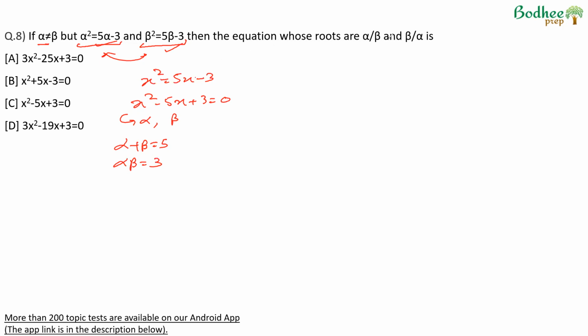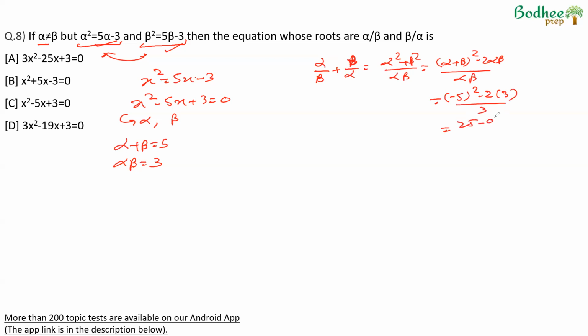We have to find an equation whose roots are alpha by beta and beta by alpha. Now, the sum of roots will be alpha by beta plus beta by alpha, which will be alpha square plus beta square upon alpha beta, which will be nothing but alpha plus beta whole square minus 2 alpha beta upon alpha beta. Alpha plus beta whole square is 5 whole square, minus 2 into 3, upon 3. This is 25 minus 6 upon 3, which is 19 by 3.